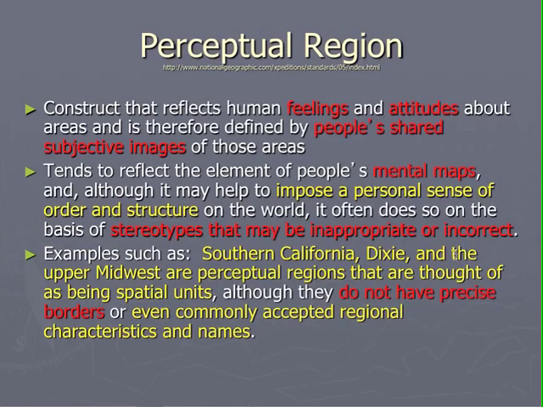So, they are thought of as being spatial units, although they do not have precise borders. This is key, guys. They do not have precise borders or even commonly accepted regional characteristics or names. So if I say, where is Dixie, I might get 95 different answers to 100 questions. Okay, it's going to change based on your own perceptions. Make sure you get all of this down. And of course, pause the video if you need to.